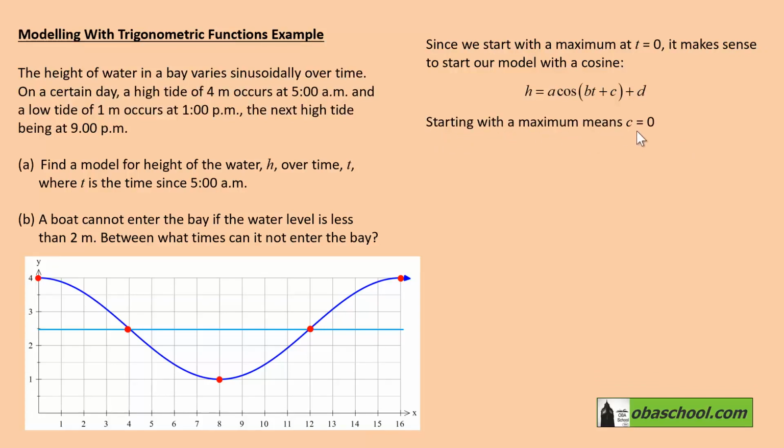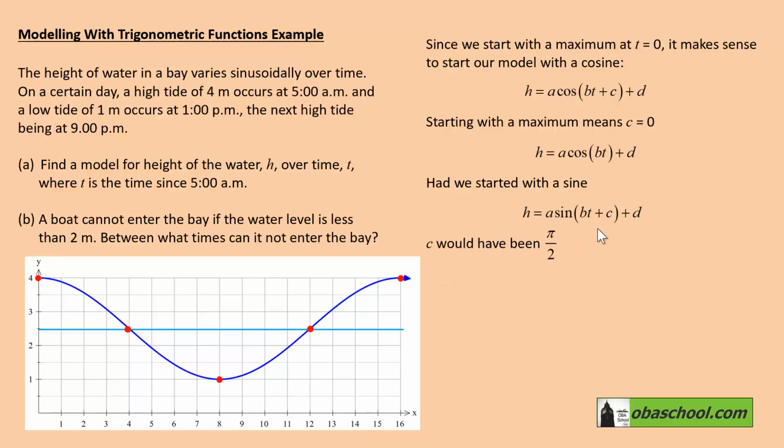Starting with a maximum means c equals 0. The standard cosine starts with a maximum as well. So we've got to here. Had we started with a sine, so had we decided that we were going to use sine instead of a cos, then c would have been pi by 2. That's just to move the graph so that we have a maximum at t equals 0. But let's stick with the cosine.